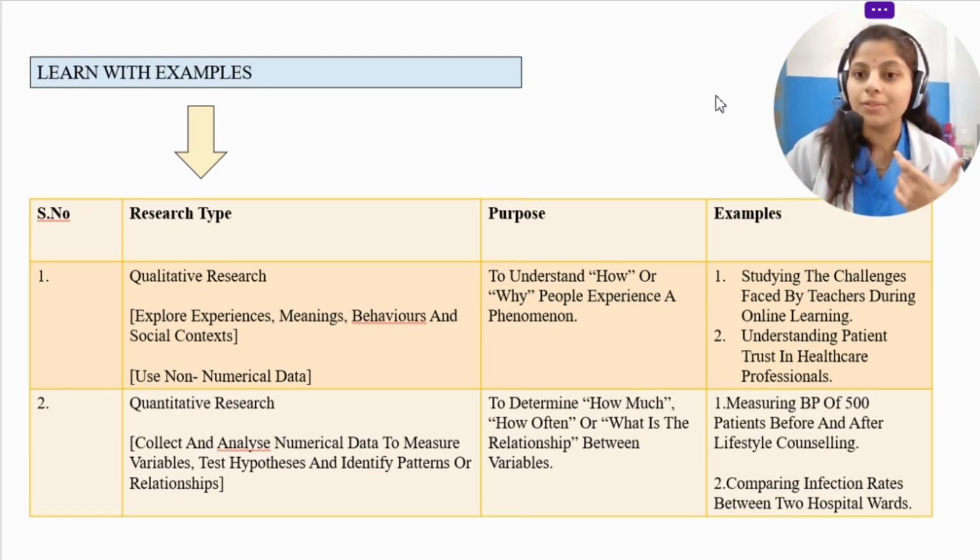So these are some of the examples which will help us understand what is qualitative and what is quantitative. Where numerical data is used and where we compare things, everything will be clear. You just have to know the basics. Further in detail we will learn in the next video.